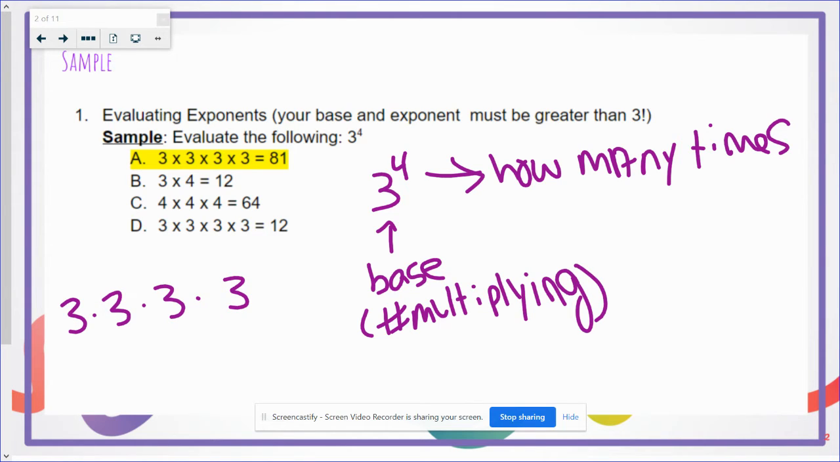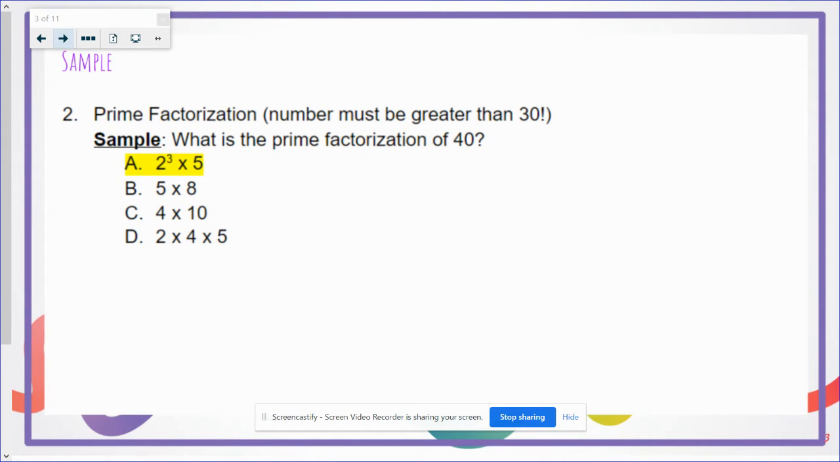3, which is not 12. If you add 3 repeatedly, that would be 12, but we are multiplying. If you remember, we can do this by grouping them together. This 3 times 3 would be 9. This 3 times 3 would be 9. 9 times 9 would be 81. All right, let's move on.